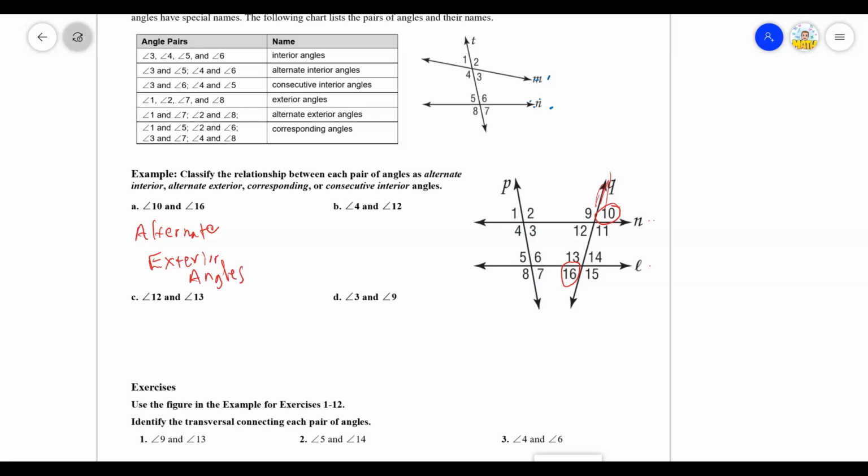Okay, 4 and 12. Let's see where they move us for 4 and 12. We might have a different transversal situation here. So here's 4. And here's 12. So now P and Q becomes the line pair and N is the transversal. And notice 4 is on the exterior of that situation. 12 is on the interior. So they're doing different things, but they're in the same position. So these are called corresponding. So this is a situation where we would call these corresponding angles.